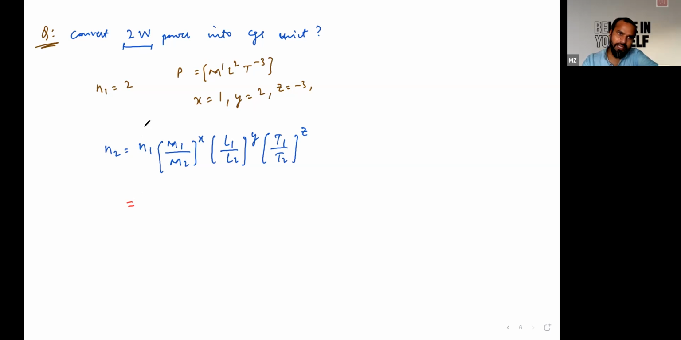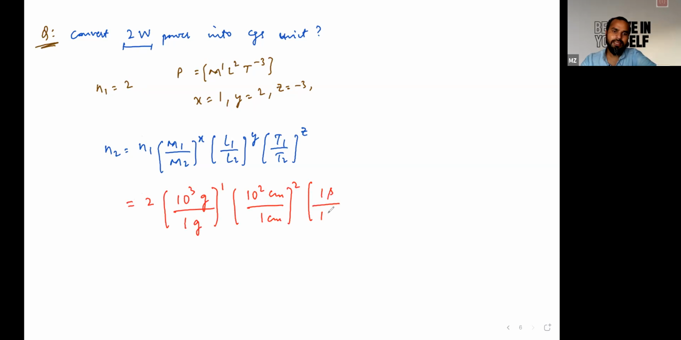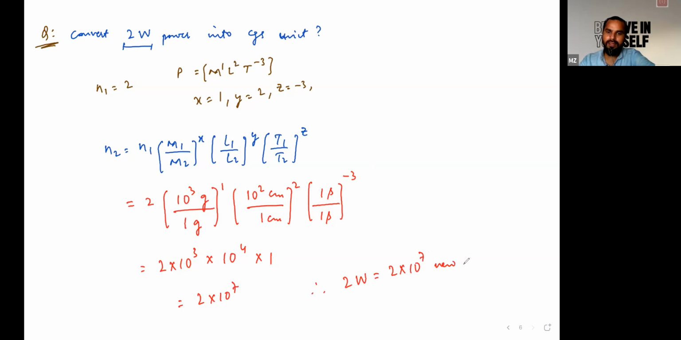Okay, just see. Here we have N1, which is equal to 2. M1 was nothing but 10 to the power 3 gram, divided by M2, which is equal to 1 gram, raised to the power X, which is equal to 1. Similarly, L1 is equal to 100 centimeter, L2 is equal to 1 centimeter, raised to the power 2, and T1 is equal to 1 second, and T2 is also 1 second, raised to the power minus 3. So it would be 2 into 10 to the power 3 into 10 to the power 2 raised to the power 2. So it becomes 10 to the power 4. 1 into any exponential would also be 1. So we're left with nothing but 2 into 10 to the power 7. So we can write 2 watt power is equal to 2 into 10 to the power 7 in new unit.